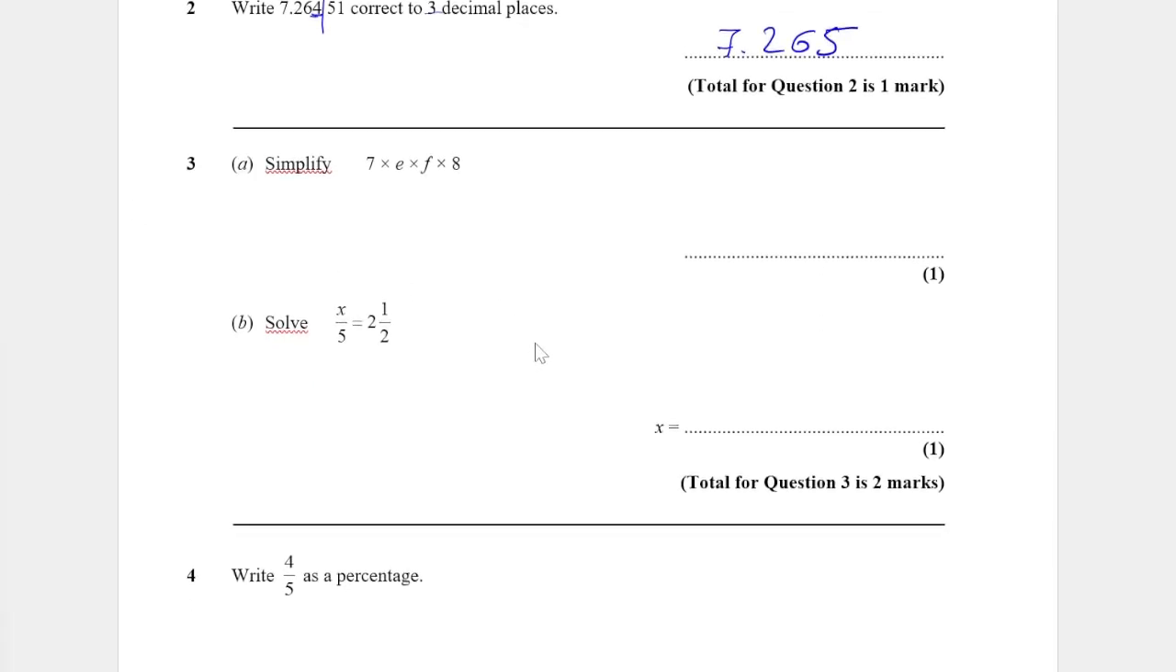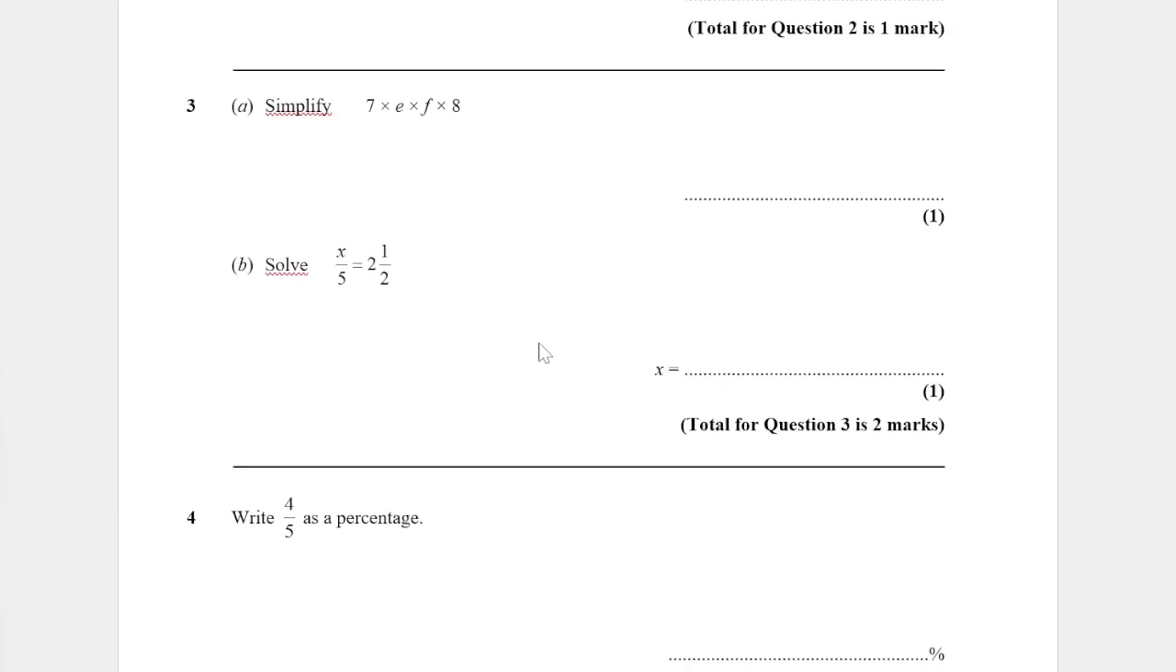Question 3. Simplify 7 times E times F times 8. Well, 7 times 8 is going to be 56. And then we can take out the multiplication sign, so it's 56EF. It could have 56FE as well.